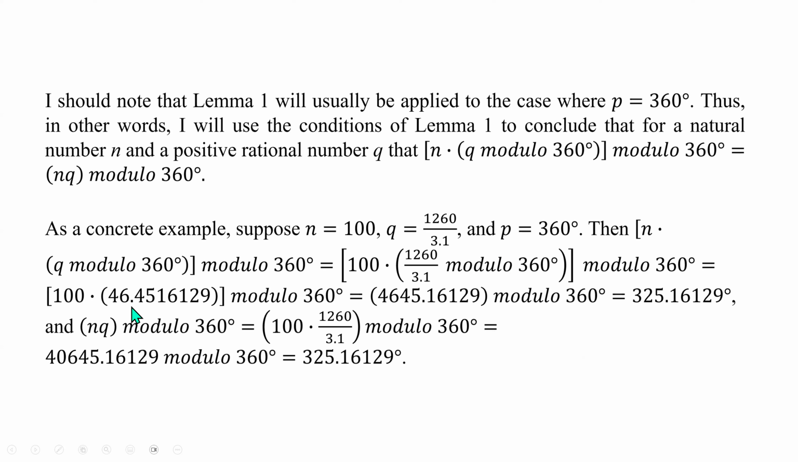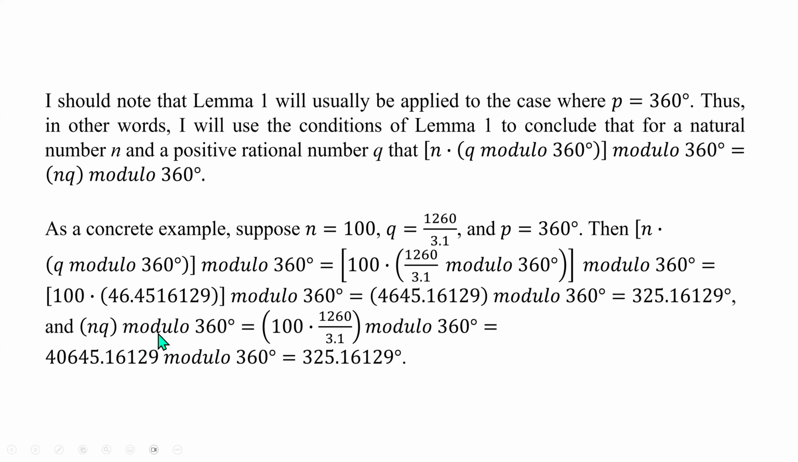Doing this on my calculator, I get about 46.4516129. Multiply that by 100, evaluated modulo 360 degrees. And when I multiply by 100, I get this, evaluated modulo 360 degrees. That comes out to about 325.16129 degrees.